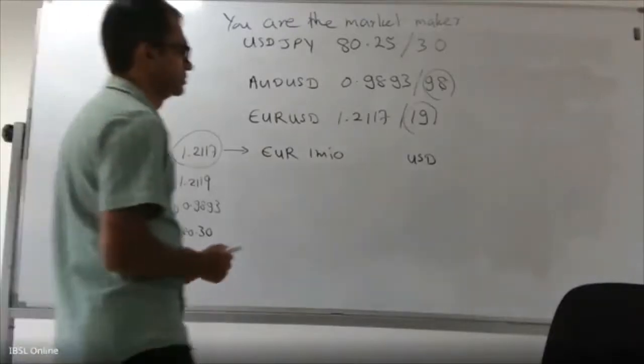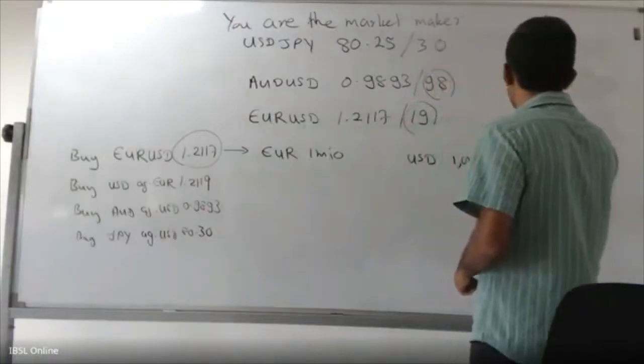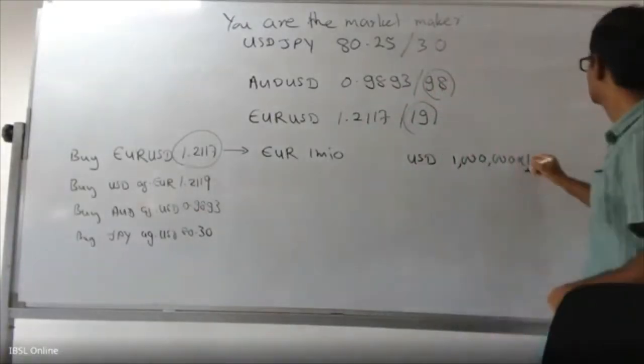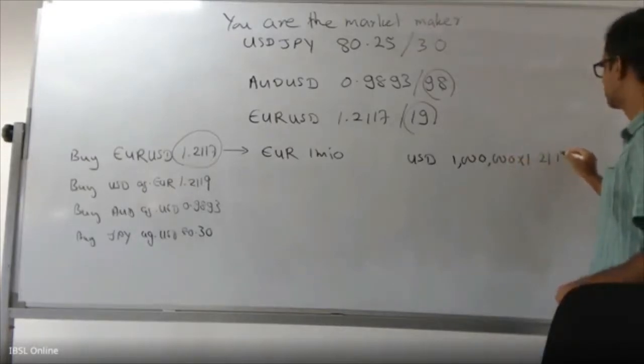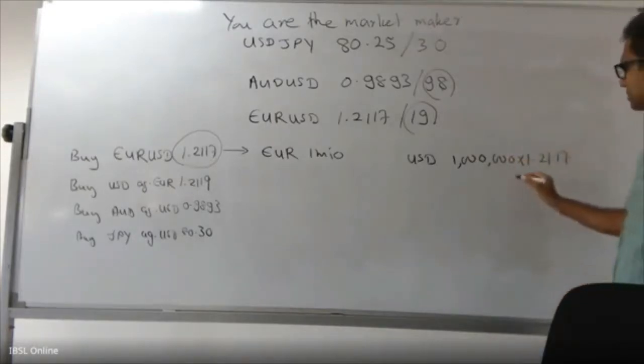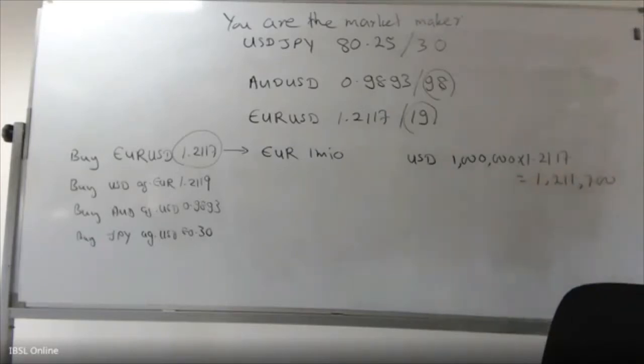1,211,700. Yes. How do you get that? 1 million into the rate 1.2117. You get 1,211,700.